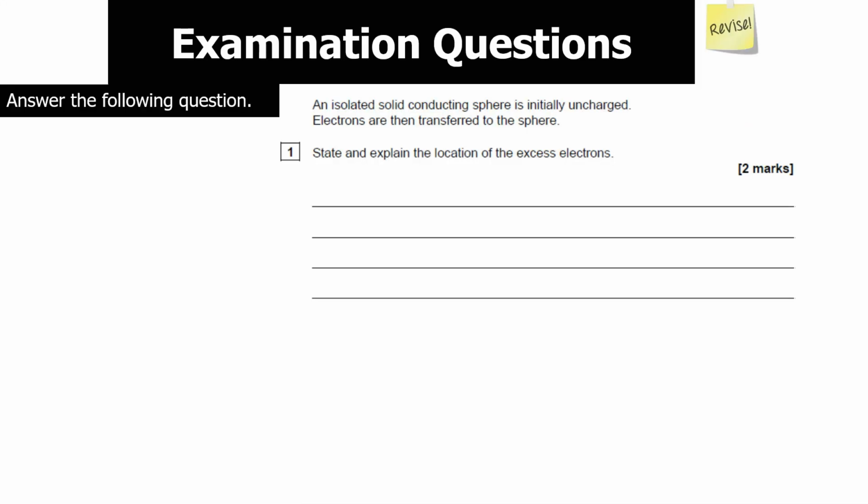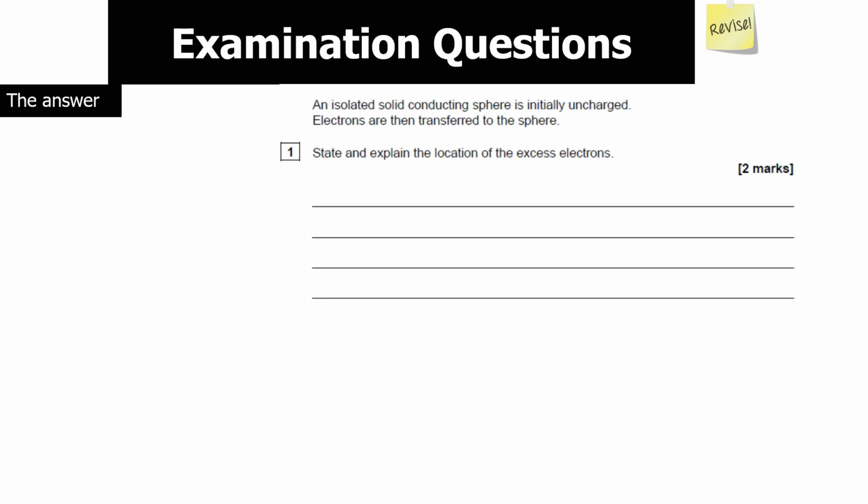So the first question says an isolated solid conducting sphere is initially uncharged. Electrons are then transferred to the sphere. State and explain the location of the excess electrons. So pause the video now, then unpause the video when you want to go through your answer.